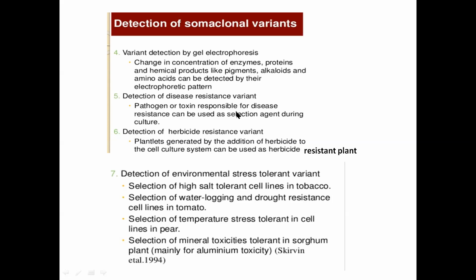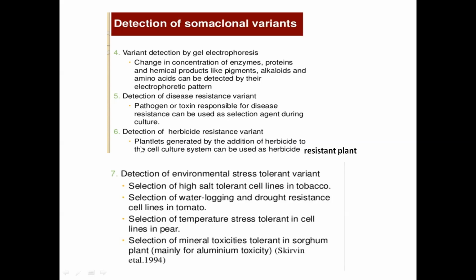You can also look for resistance. For example, if you are raising a variety resistant against a particular chemical, you can look for whether the particular callus is definitely resistant to the chemical. You can include the toxin at a particular concentration in the medium and look for the growth of the callus. If the callus is effectively resistant to the toxin, it will grow. So that way you can detect a disease resistant variant or a herbicide resistant variant.